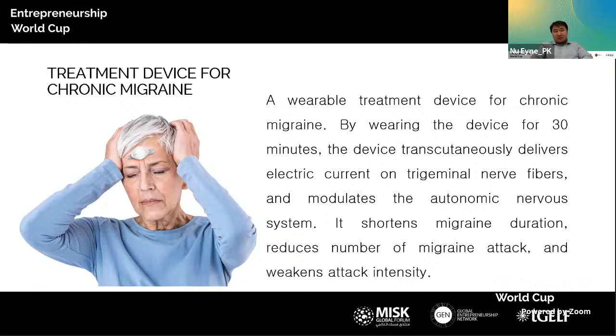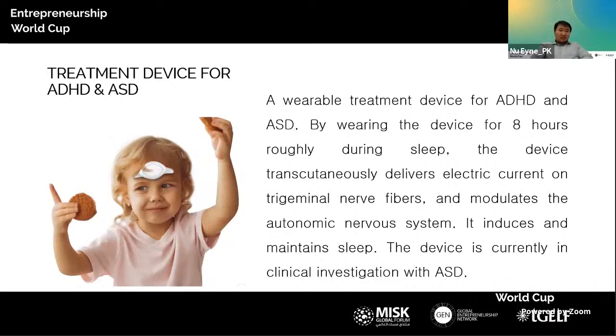Additionally, we also developed the trigeminal nerve stimulator to treat chronic migraine. The patients complain about the limitations of current treatment options, and the FDA-approved medical device can provide a better alternative solution. Interestingly, the device modulates the autonomic nervous system. It can induce and maintain sleep, which ASD and ADHD patients often complain about. This non-pharmaceutical treatment option can be a great relief to the parents of these patients with a neurological developmental disorder.